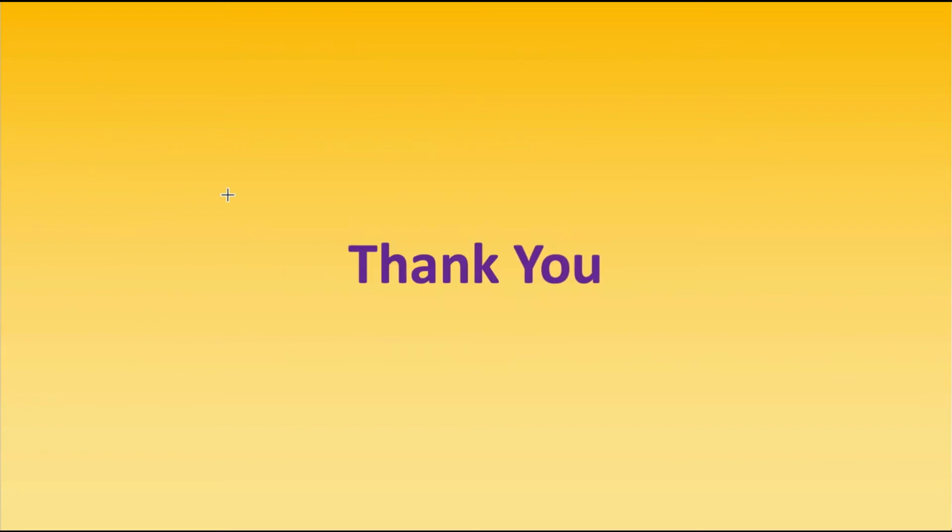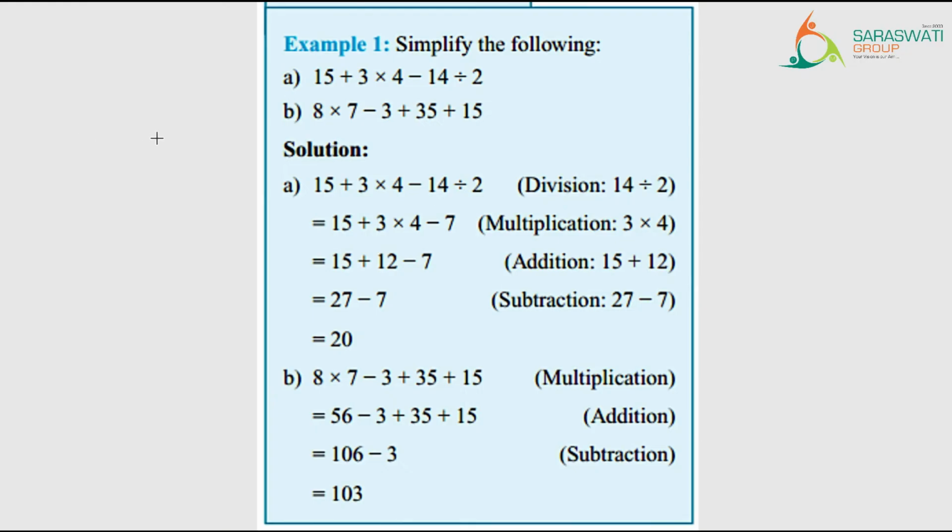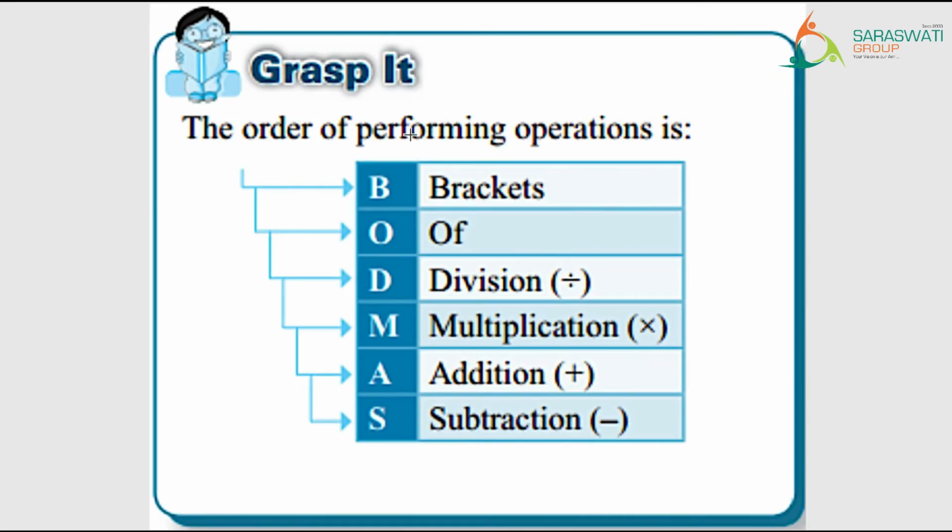So students, here we come to the end of this PPT. So now students, let us solve example number 1 given in the textbook. We have to simplify the following mathematical expressions. Mathematical expression means where the numbers are combined along with the mathematical operations. Now, over here, the first one, we have this expression and students, we have to follow the BODMAS rule. The order of performing operations is brackets, of, division, multiplication, addition and subtraction.